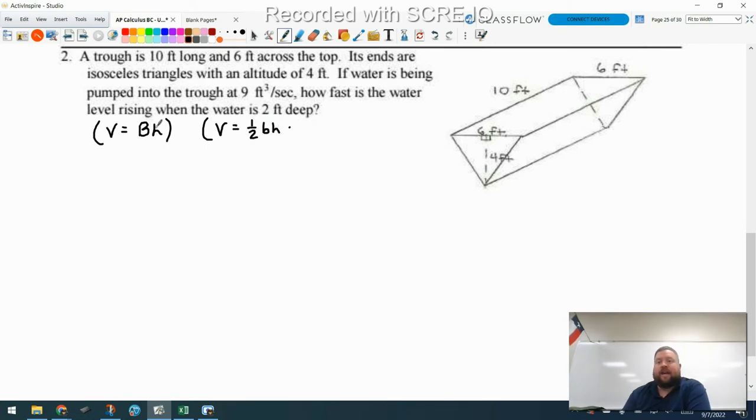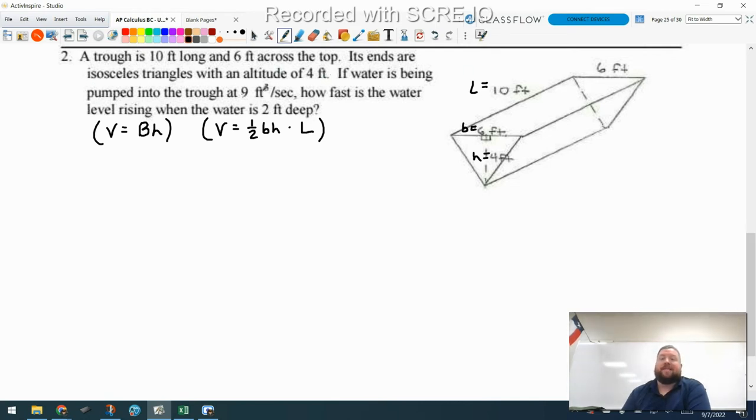All right, and then I can't have an H here. This is a different H than I just put here. So I'm going to change that to an L. Okay, so this is going to be an L right here. L is 10. The distance between the bases, H, is equal to 4, and then B is equal to 6. All right, so the trough is 10 feet long, 6 feet across the top. Its ends are isosceles triangles with an altitude of 4.